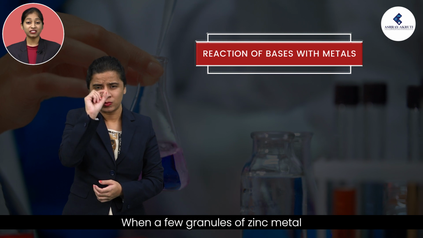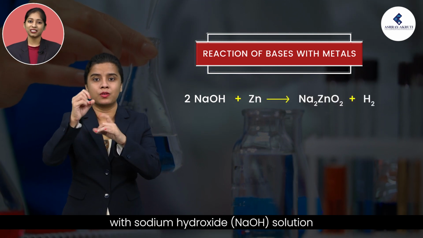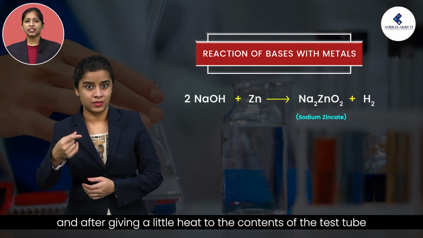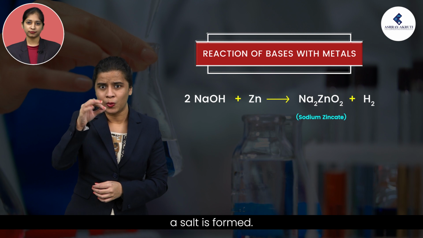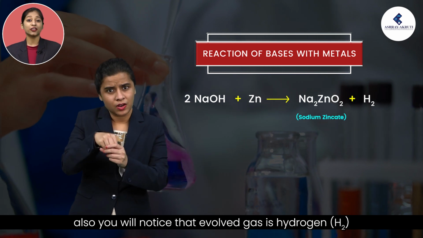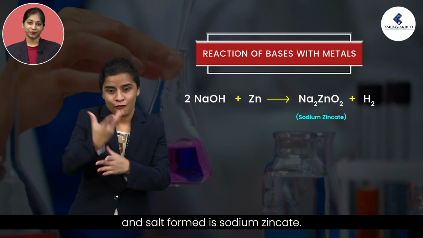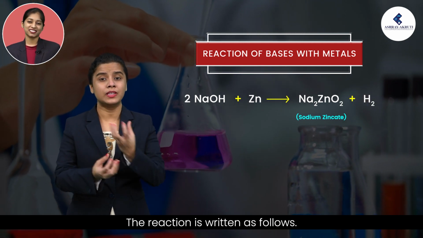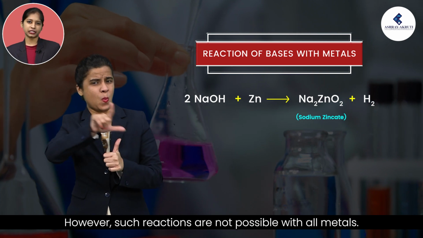When a few granules of zinc metal in one of the test tubes reacts with sodium hydroxide, NaOH solution, and after giving a little heat to the contents of the test tube, a salt is formed. In this activity, also you will notice that evolved gas is hydrogen, H2, and salt formed is sodium zincate. The reaction is written as follows. However, such reactions are not possible with all metals.